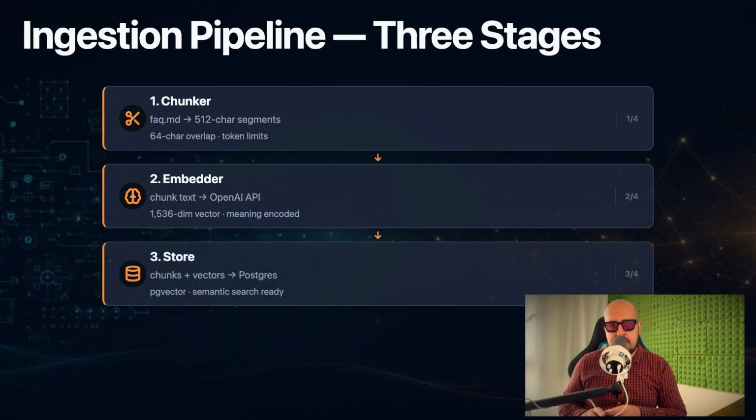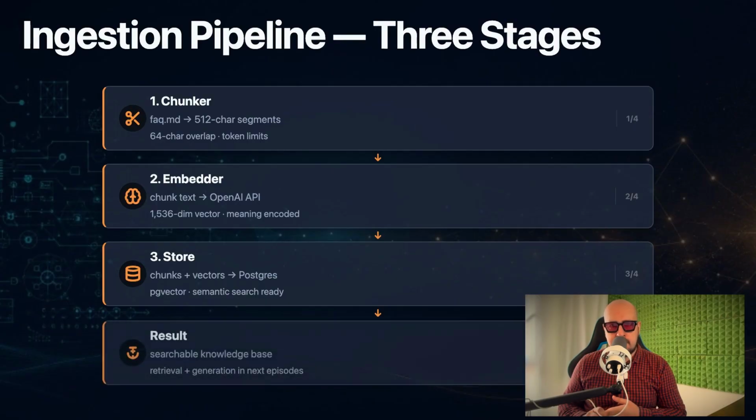Second, the embedder calls OpenAI to convert each chunk into a 1536-dimensional vector, which is a numerical representation of meaning. And third, the store writes those chunks and their vectors to Postgres using pgvector, so we can search them later by semantic similarity.